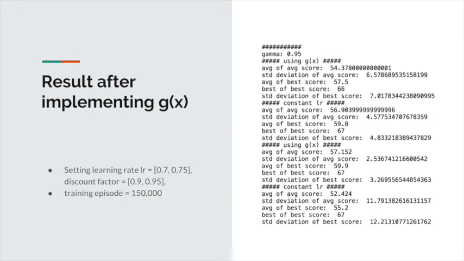However, the improvement on the training isn't significant. It doesn't ensure a better result. For example, when learning rate equals 0.7 and gamma equals 0.95, the average performance is worse than using a constant learning rate. So g of x for now doesn't seem good enough to solve the problem of premature convergence.